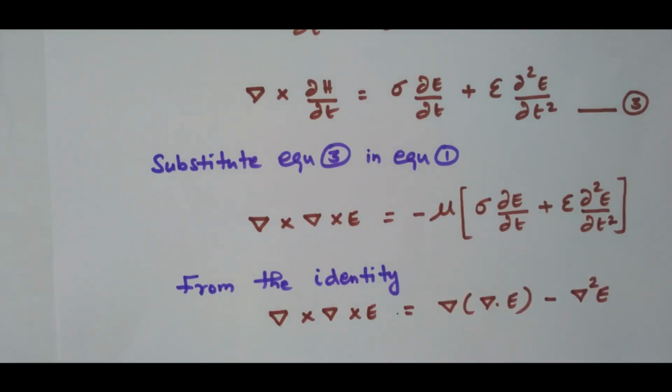But from the identity, del cross del cross E equal to del of del dot E minus del square E. So the identity is available. And what is that identity? Del cross del cross E equal to del of del dot E minus del square E. Now we'll see the other terms.